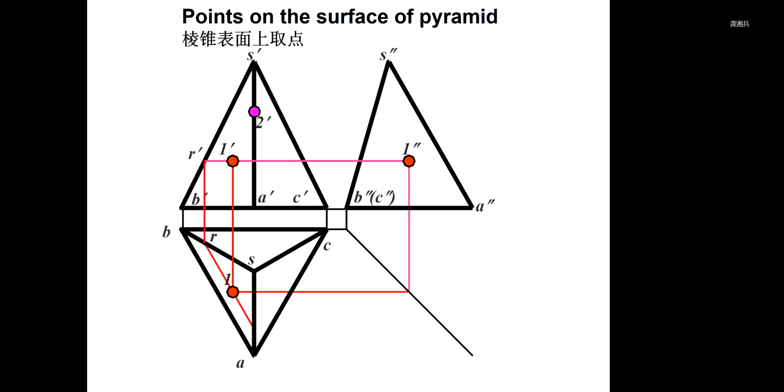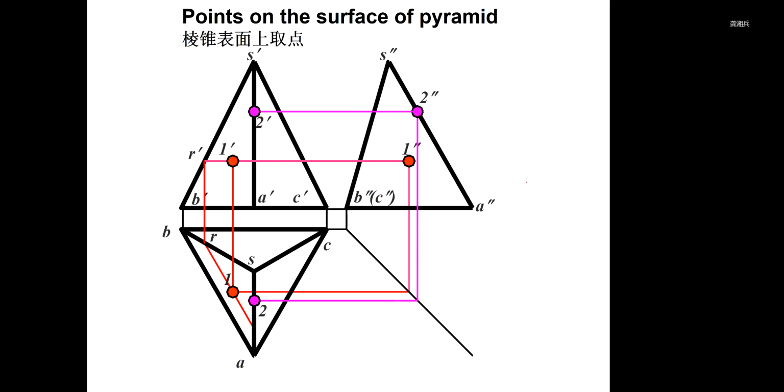Because 2 is on this direction, so where is 2? It should be here, yeah? So 2 should be on this line. Extend here, and you can get the position of 2. Because 2 is visible, yeah? You can extend here, then find another one. Okay.